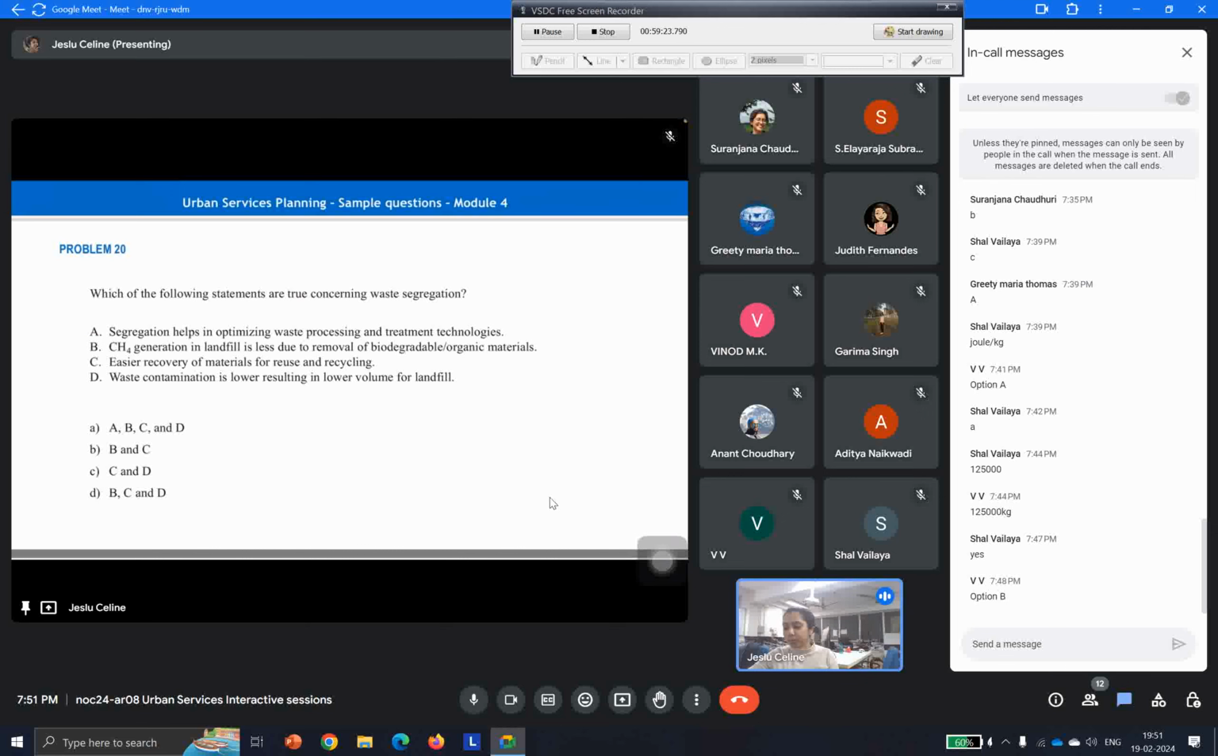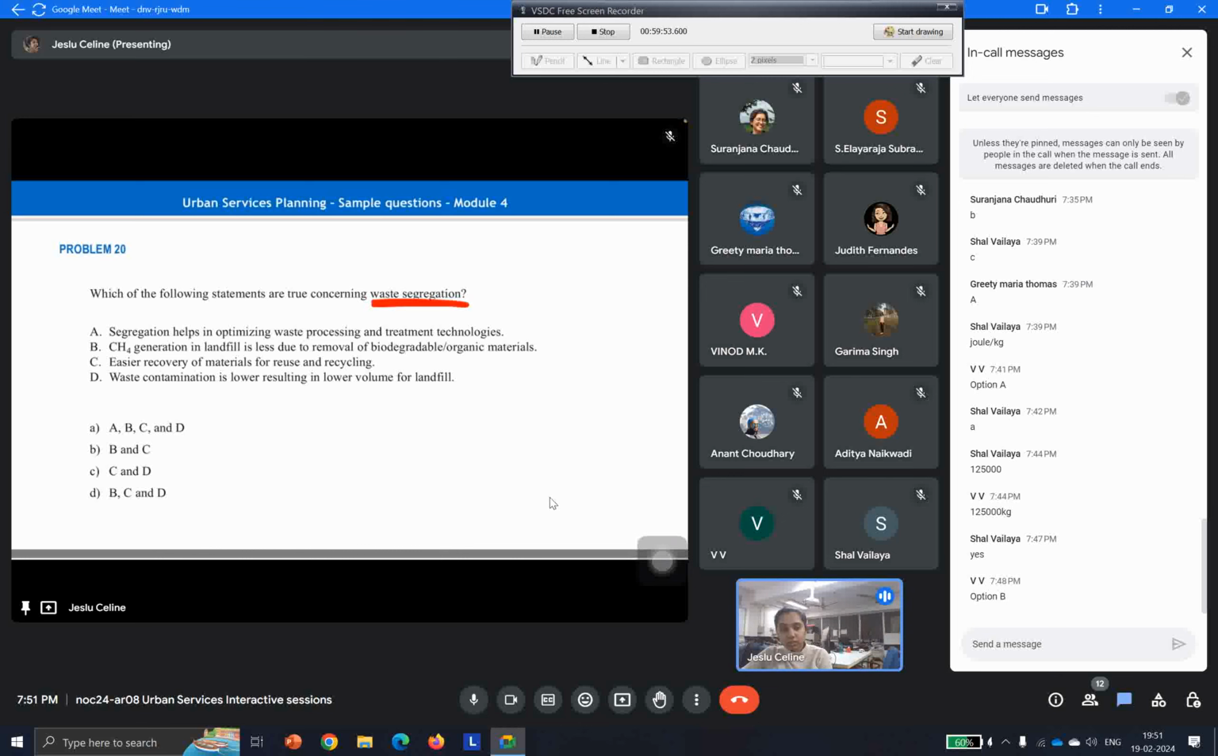Now, problem 20. Which of the following statements are true concerning waste segregation? A. Segregation helps in optimizing waste processing and treatment technologies. B. Methane generation in landfill is less due to removal of biodegradable organic materials. C. Easier recovery of materials for reuse and recycling. And D. Waste contamination is lower, resulting in lower volume of landfill. So we are talking about waste segregation.